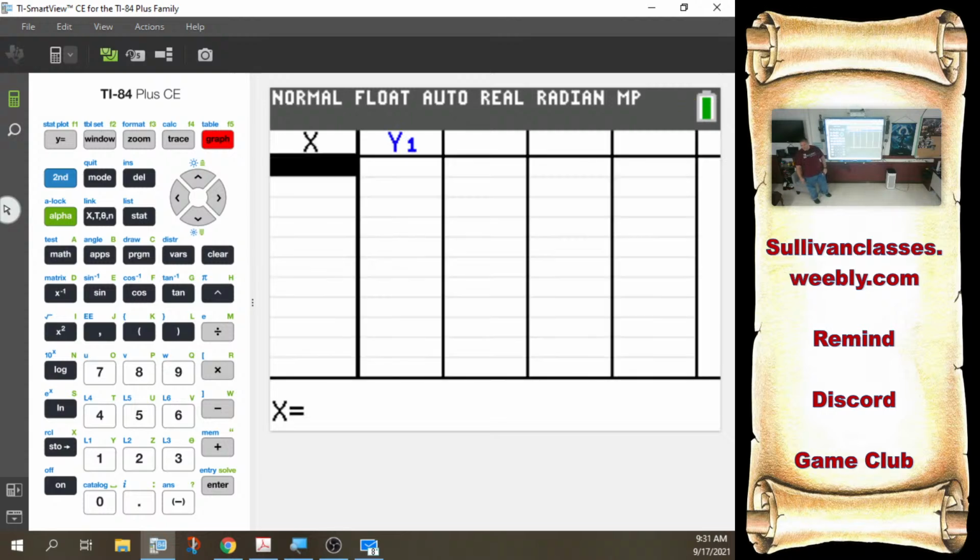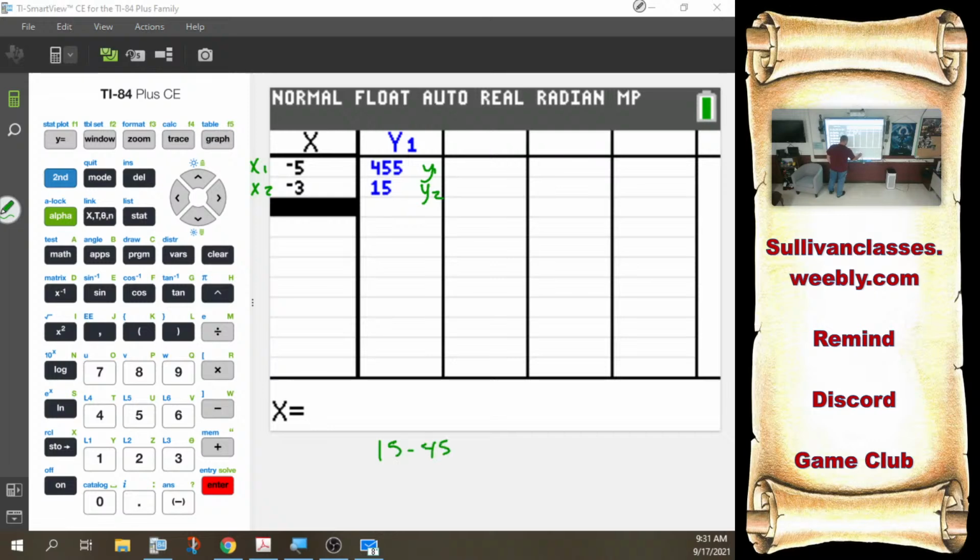This is actually the perfect way to do these because you'll have the coordinates on there. From -5 to -3, what is the rate of change? Well, this is now x sub 1, x sub 2, y sub 1, y sub 2. Go find your slope between them. 15 minus 455 over -3 minus -5. So what's that, -440?